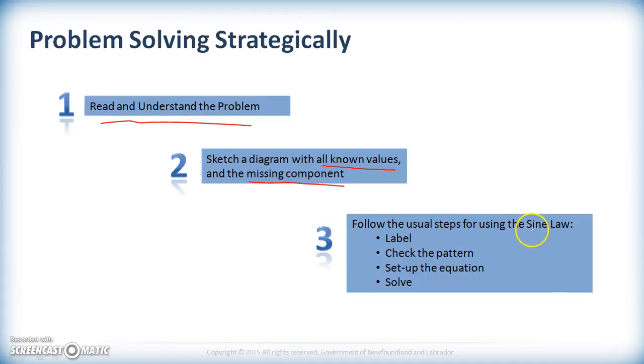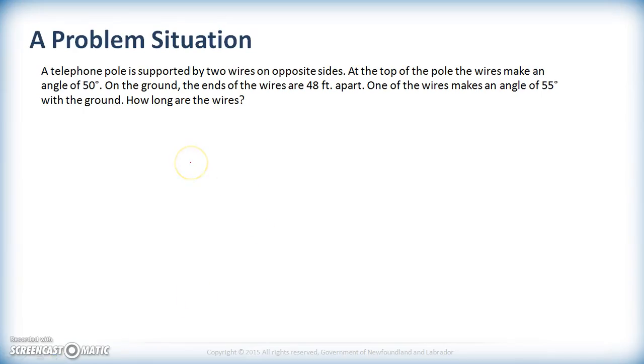And after that, if it's a problem that we use the sine law for, then we go through the same steps that we would use when we're using the sine law otherwise. Okay, so let's get started with an example. So this one says we've got a problem situation. A telephone pole is supported by two wires on opposite sides.